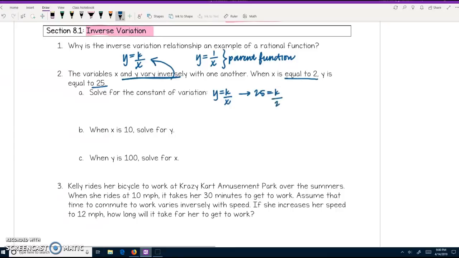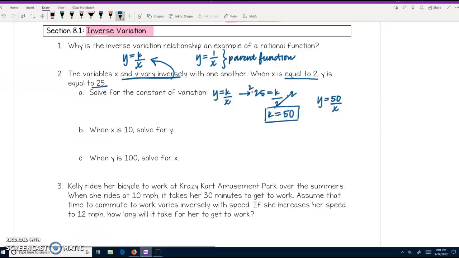25 equals k over 2. And then in order to solve for k, I'm just going to multiply both sides by 2. So my k value is equal to 50. Once I solve for k, I want to go ahead and plug it back into the equation. That way I have it for use with any other predictions I'm going to do in the future. So then I can tackle part B.